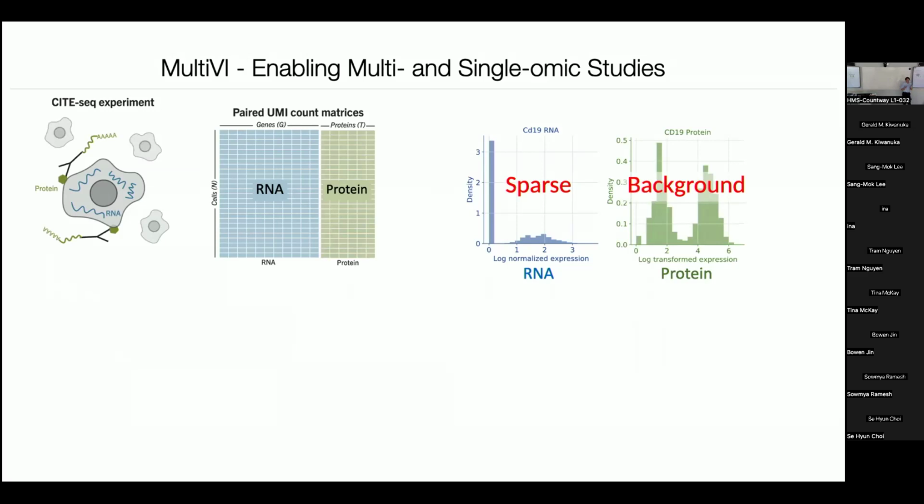One of the challenges of measuring protein is that you have a non-zero background. So to really identify the signal, you need to fit a mixed model of two components to really, for each protein, identify background and signal.